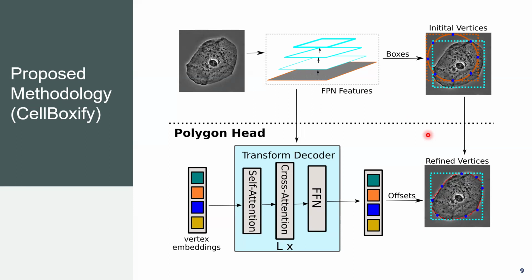So to summarize, the integration of these components in the Cellboxify pipeline allows us to achieve high-quality cell segmentation using only bounding box annotations. This methodology significantly reduces the time and expertise required for annotation while maintaining strong segmentation performance. And by leveraging advanced deep learning techniques, we streamline the segmentation process, making it scalable and practical for large-scale biomedical image analysis.